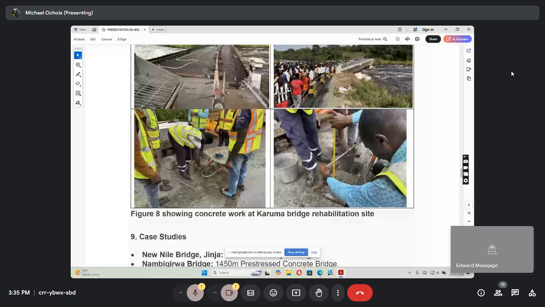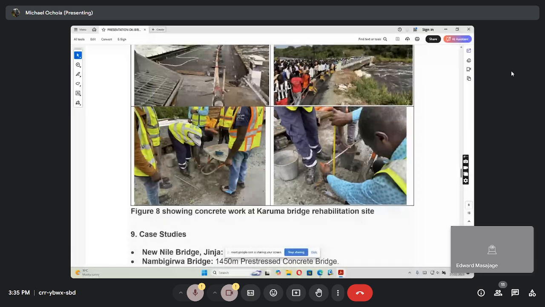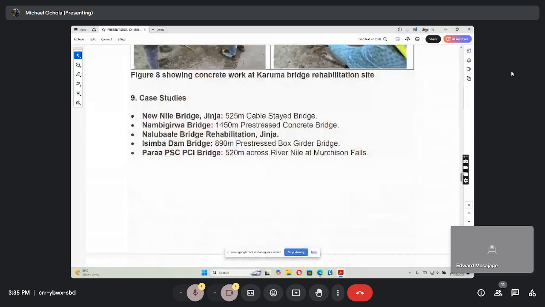So in every site, you think about quality control, supervision, compliance with design, compliance with the law, compliance with best practices. So as a bridge engineer, that's what you are.